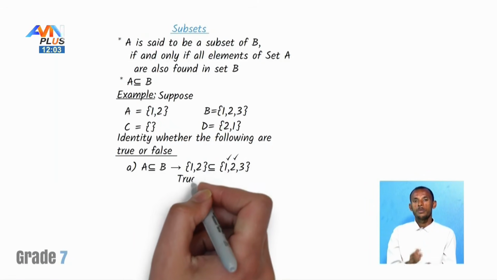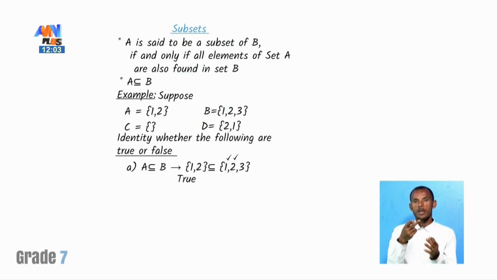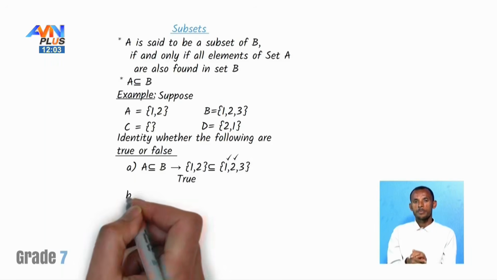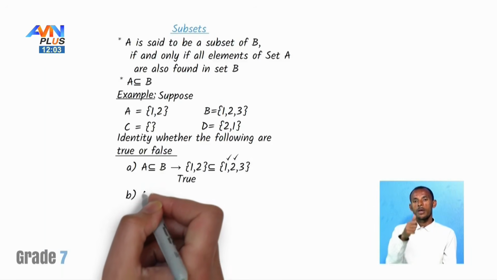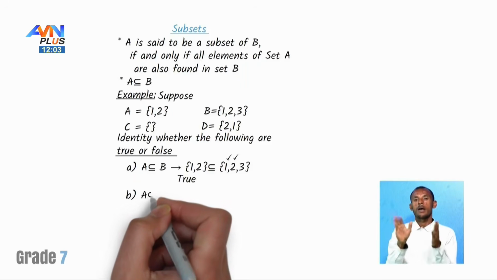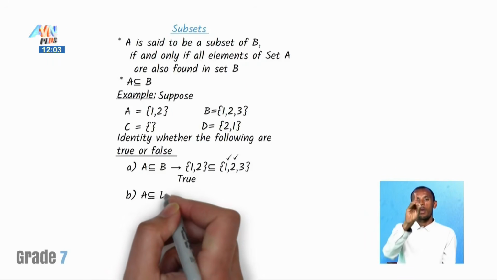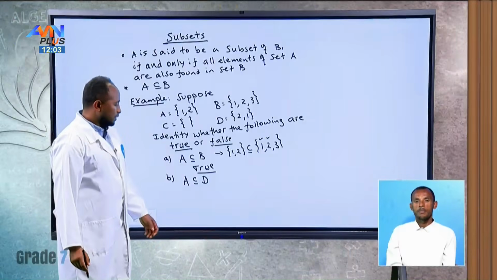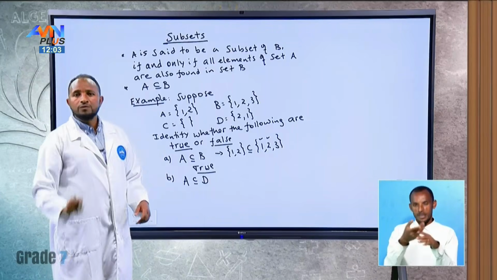Now let's proceed to the second example. Okay. A is a subset of D. Please try this question. I'll give you 10 seconds.